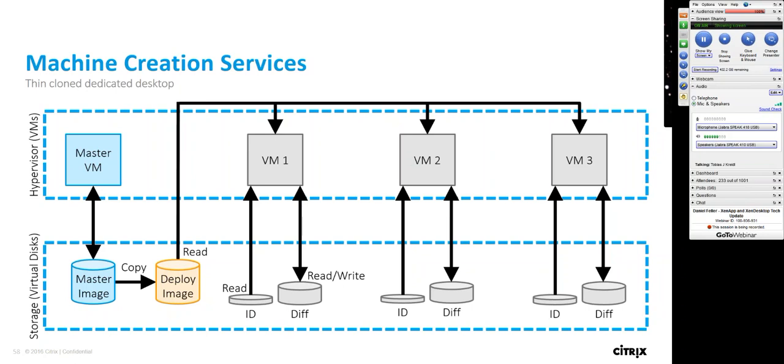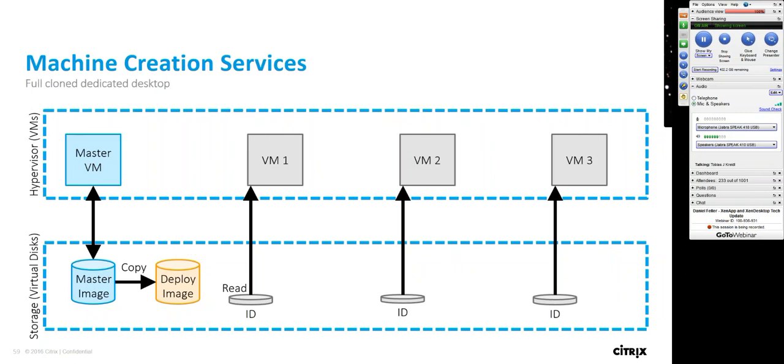If you have to change your storage backend, or you want to move these VMs to other servers, how is this all going to work? It becomes difficult because you still have these linkages to that copy of that master image. So this is why now there's support for full clone dedicated desktops.